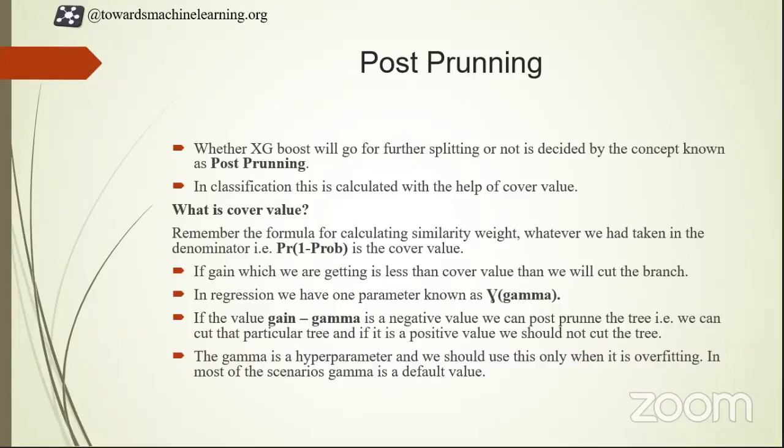I told you that this gamma is a hyperparameter, and you should use this only when the tree is overfitting. If overfitting is happening with your data set, then only you should use this. Otherwise, this gamma has a default value which is set by XGBoost.